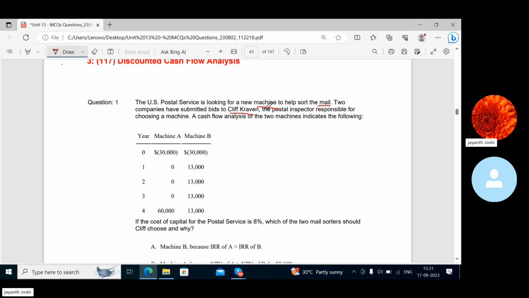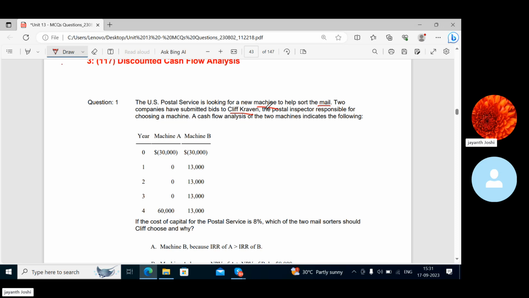So the machines are here. Machine A and machine B are given, and their cash flow analysis can be done here. Machine A's investment is around $30,000. Machine B's investment is also $30,000. Both machines have the same investment. But here, machine A gives no cash flows in the first 3 years and 60,000 in the final year. Machine B gives 13,000 every year, right?